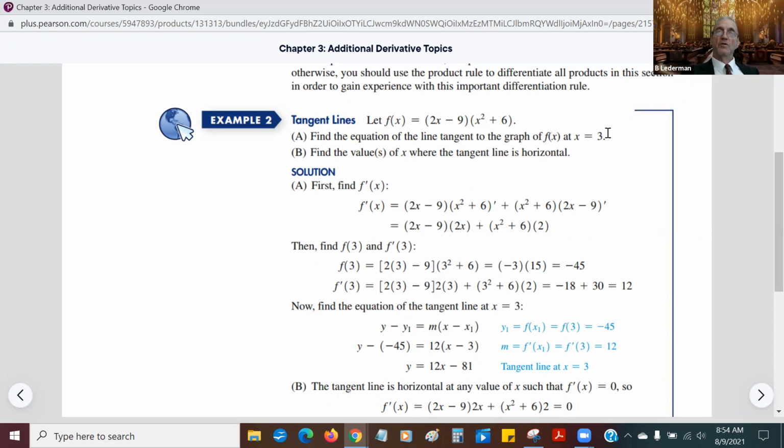Let's do A first. In order to do A, first we just have to take the derivative like we did in the previous example. Let's just do one step at a time. So f prime, the derivative of this overall function, is going to be (2x minus 9) times (x squared plus 6) prime, plus (x squared plus 6) times (2x minus 9) prime. And that's going to give me (2x minus 9) times 2x, plus (x squared plus 6) times 2, because those are the different derivatives.